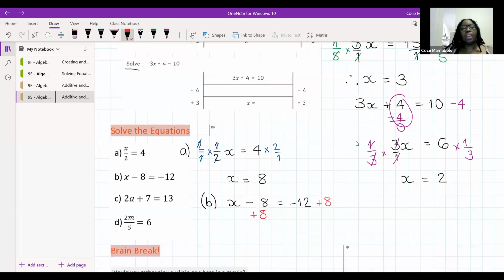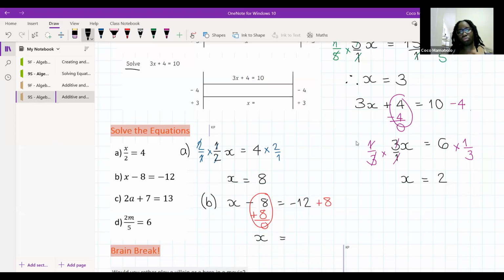Excellent, good. Negative 8 plus 8 will give us 0. Good. So that one cancels. What do I have left on the left side? You have x, miss. Good, x. And now we can clean up on this side. Negative 12 plus 8 will give us? Negative 20. Oh, negative 12 plus 8. We're adding, so we're getting less negative.